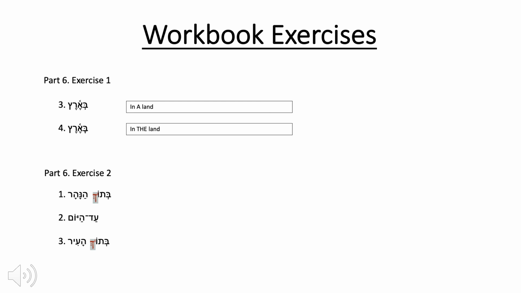the land. The difference between a and the being the presence of the definite article, which is discovered by looking at the vowel underneath the beit preposition. Beit plus a shva is the typical form of the preposition in. Here, in number 3, we do have beit plus a shva. So this is in a land, ba eretz. In number 4, though, we have beit plus a kamets underneath the beit. The kamets is because of the presence of the definite article.